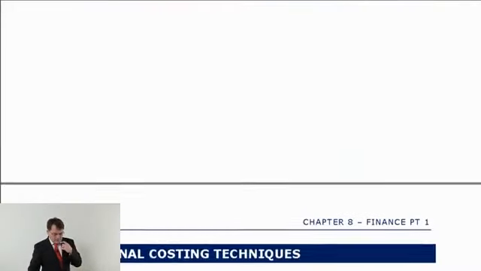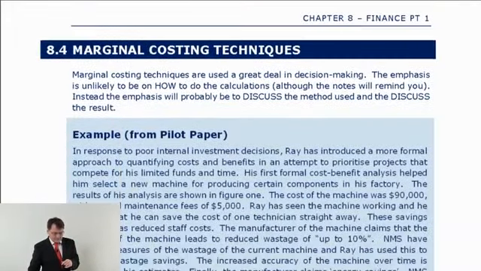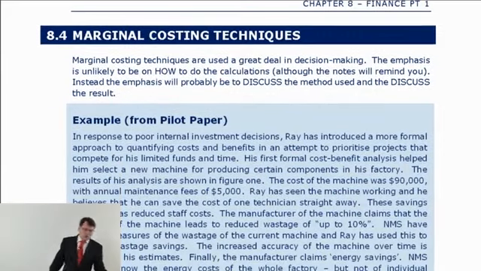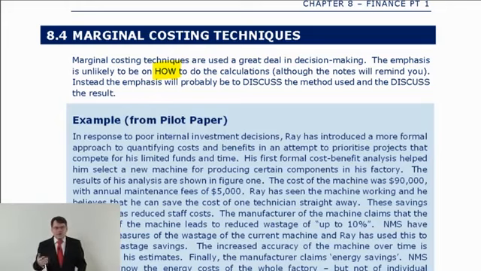Now let's skip over onto 8.4, which talks about marginal costing. Now notice what we've got here. Notice what it says. The emphasis is probably not going to be doing the calculations unless they're relatively easy, like the variances that I just did. What you're more likely to have to do is you're going to have to discuss the result. This is what it means. And you'll have to discuss the method used.